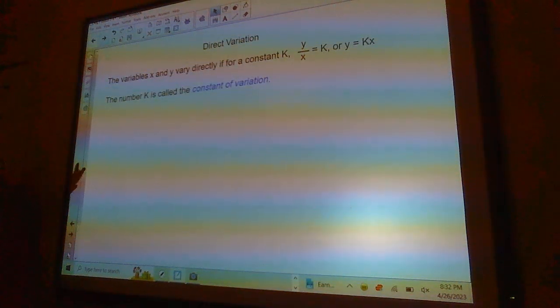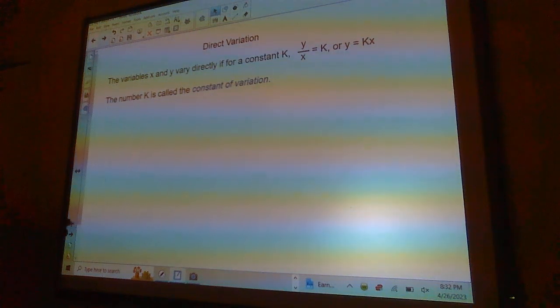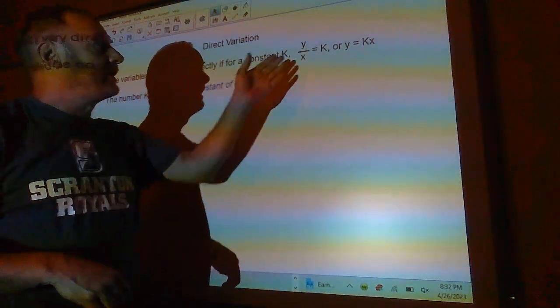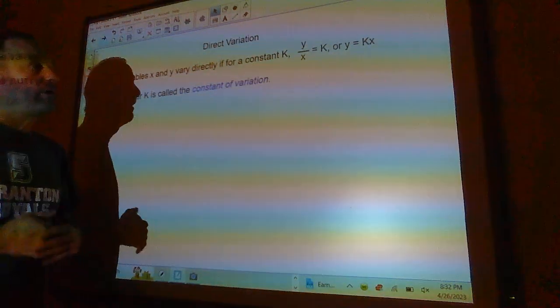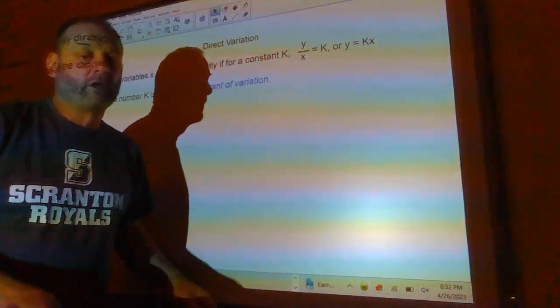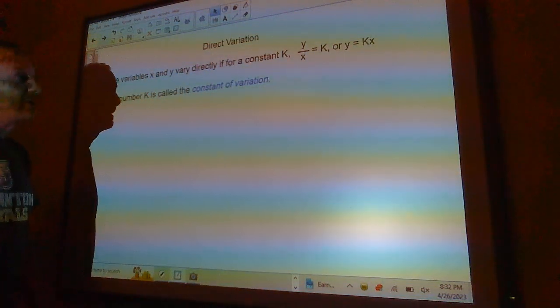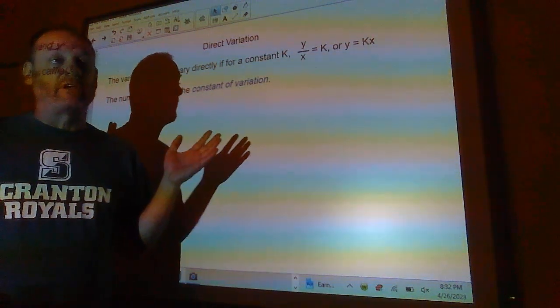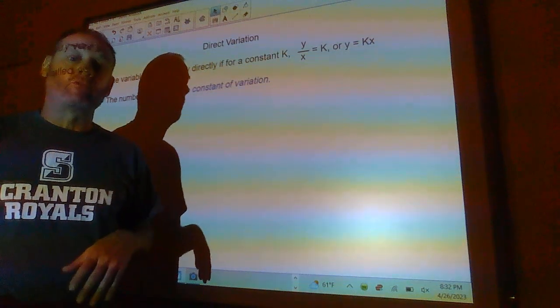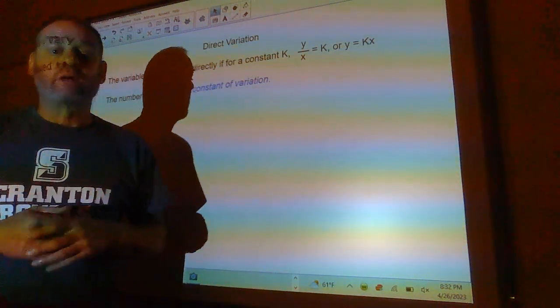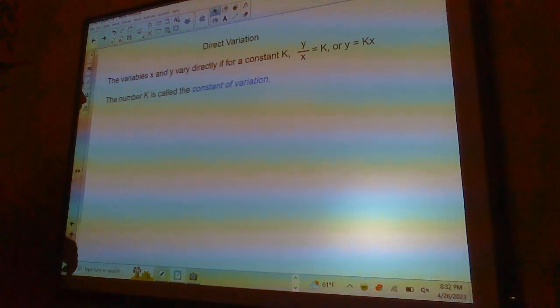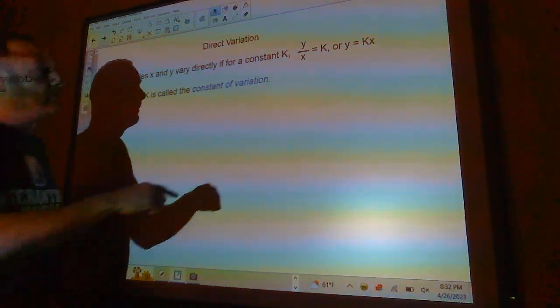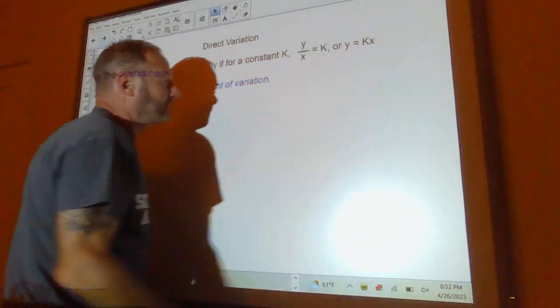Okay, direct variation. We've done this before as well. The variables x and y vary directly if for a constant k, k equals y divided by x, or y equals kx. The number k is called the constant of variation. Here's the deal. Remember, direct variation is just a line in slope-intercept form that has a y-intercept of 0. It always has a y-intercept of 0. So y equals mx.